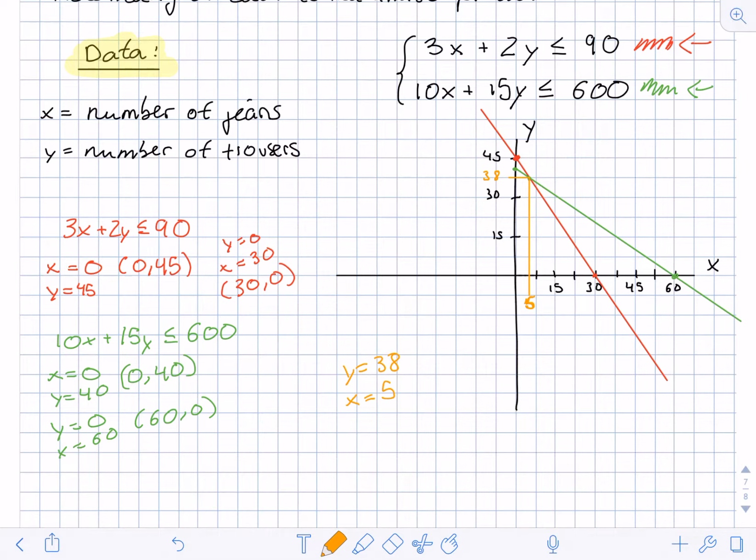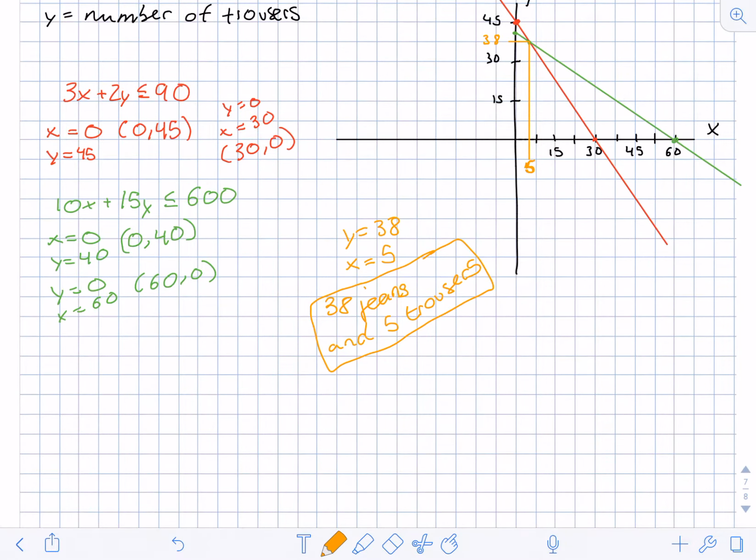So we said the x is the number of genes, so we can make 38 genes and 5 trousers. And that is going to be our answer. How do we check it?